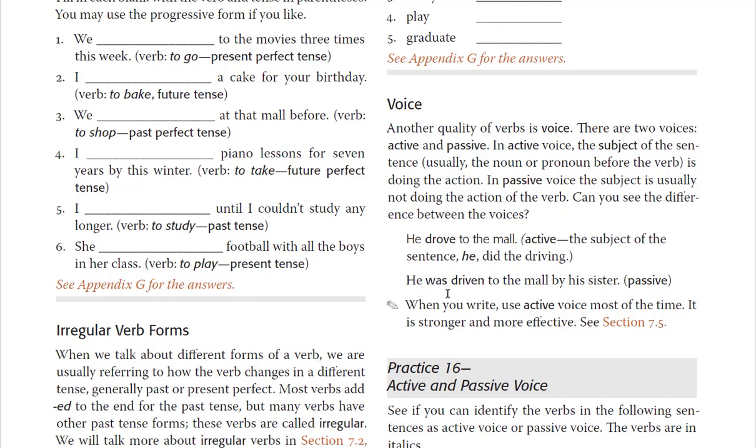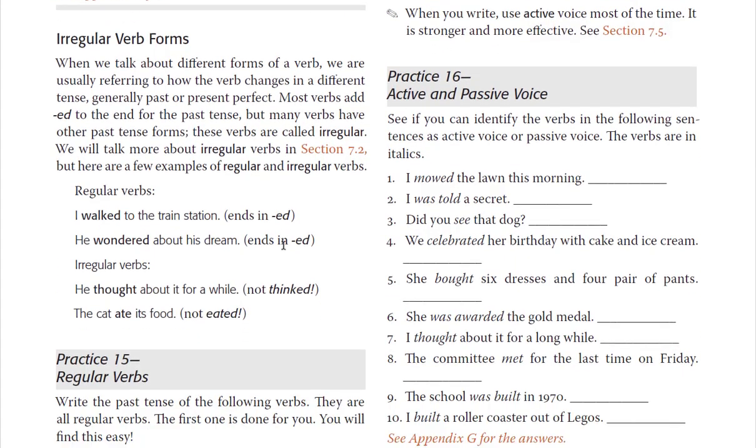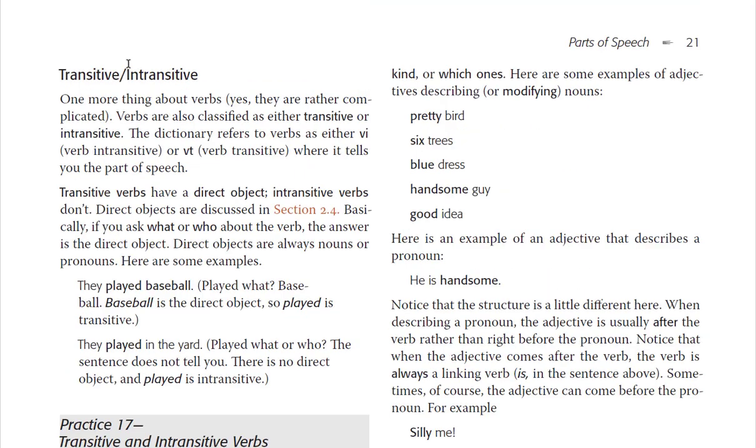And another way you can recognize a passive voice is a be verb plus a past participle. Okay? So there are two voices, active and passive. In active voice, the subject of the sentence is doing the action. In passive voice, the subject is not doing the action and is receiving the action. So that's the difference between active and passive voice.